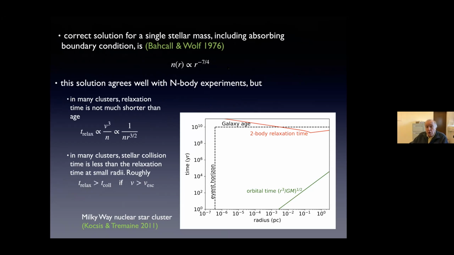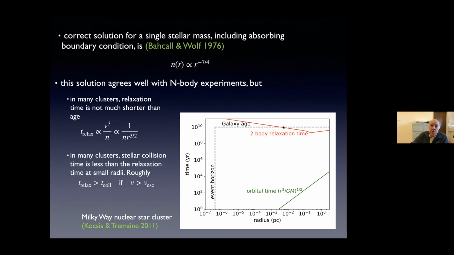That prediction of Bahcall and Wolf is correct in the sense that it's been confirmed by direct N-body calculations, but its applicability to real nuclear star clusters is not necessarily very good for two reasons. The first is that in many clusters, the relaxation time is comparable to or even longer than the age of the universe. This is a plot of the relaxation time as a function of distance for the nuclear star cluster at the center of the Milky Way. And you can see that the two-body relaxation time is never shorter than a few gigayears, and at smaller radii is longer than the age of the universe.